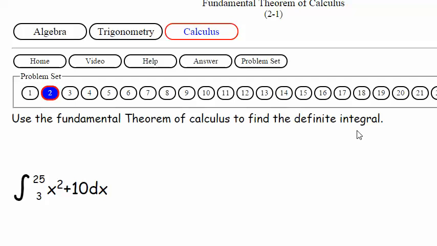Use the Fundamental Theorem of Calculus to find the definite integral. So hopefully you've done indefinite integration. You've probably done definite integration. Who knows what you've done. I'm sure you've done indefinite integration by now. Anyway, let's just write this down.